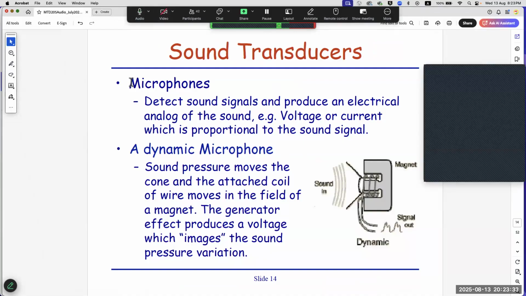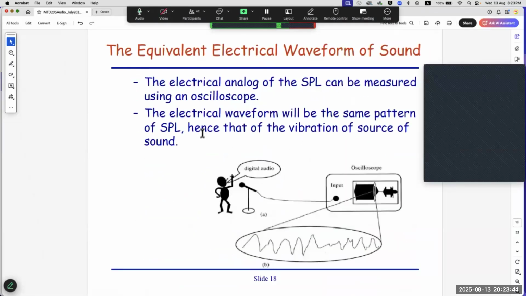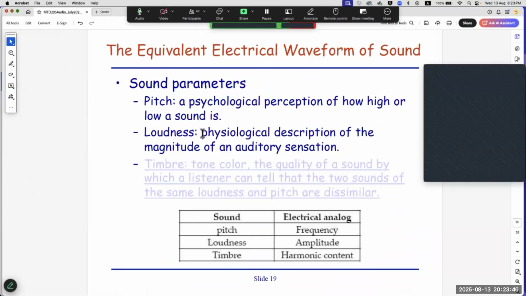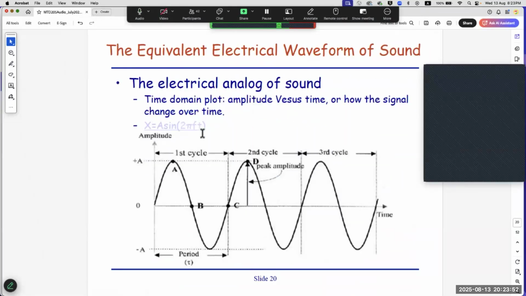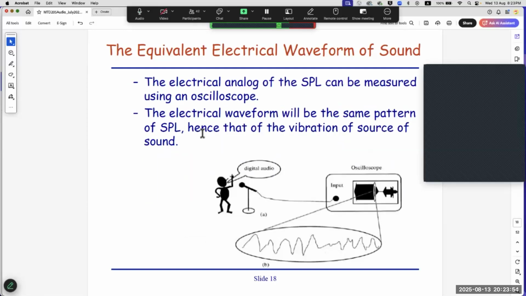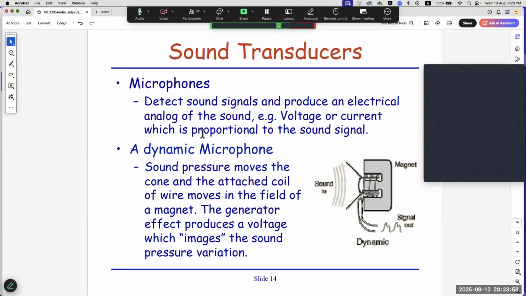Let me quickly finish a topic on sound transducer before I call a short break. Let's go through a transducer before we call a short break. Just give me maybe 2-3 slides. 1, 2, 3, 4, 5, 6. Okay, give me 6 slides. I think in 10 minutes' time we should call a short break.